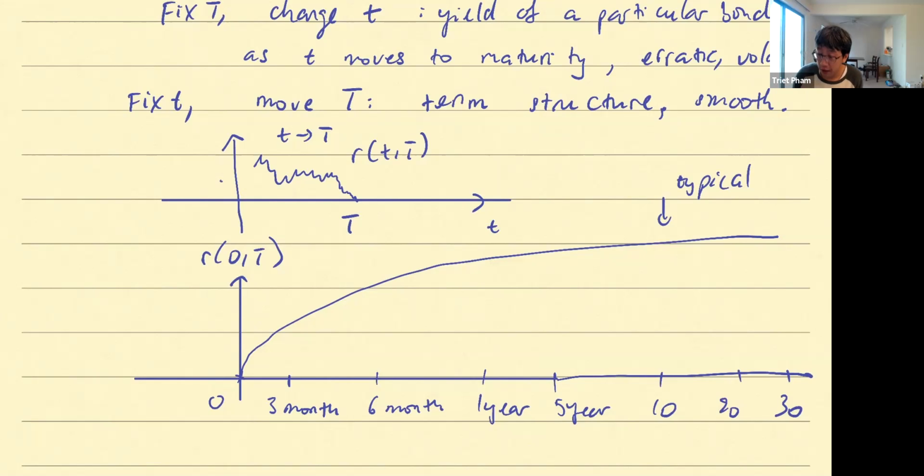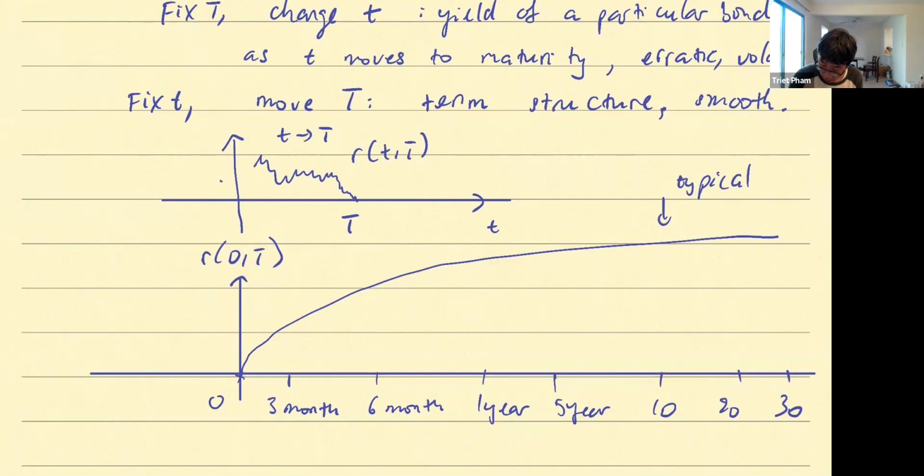In real life, things don't always happen like this, and sometimes the yield curve can be inverted. I don't know exactly how the inversion can happen, but it does happen that the yield curve can do something like this. There's some inversion. I'm not sure.